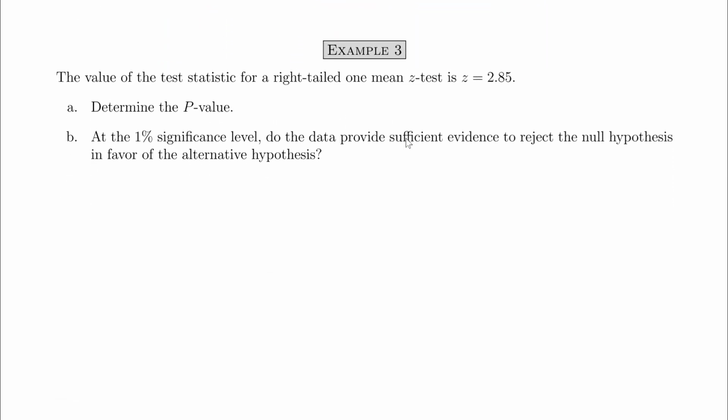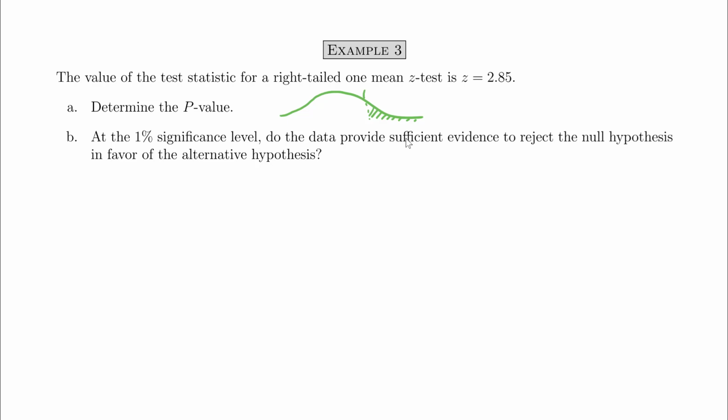All right, so example 3. We are doing a very similar thing to what we just did, except this time we're talking about a right-tailed one-mean test where z is 2.85. So here we want to determine the p-value. With a right-tailed test, this is our normal curve, and we are observing the area to the right of the critical value, in this case z being 2.85.